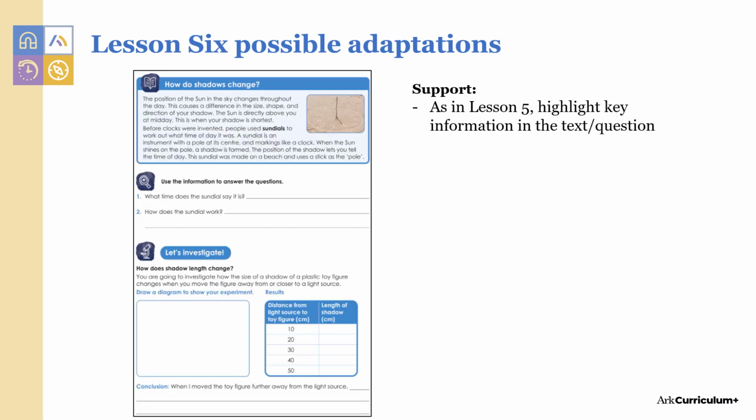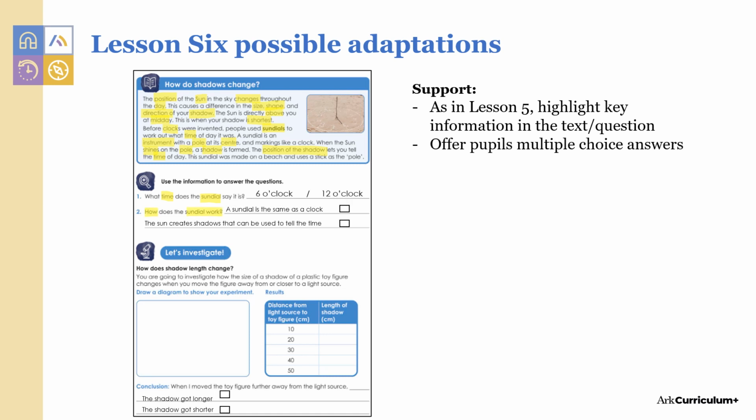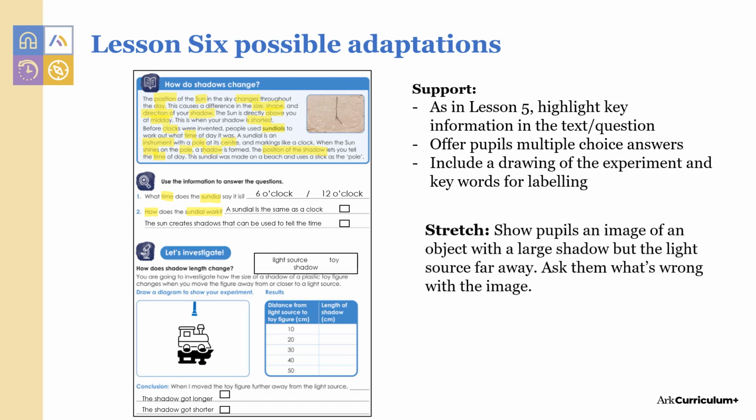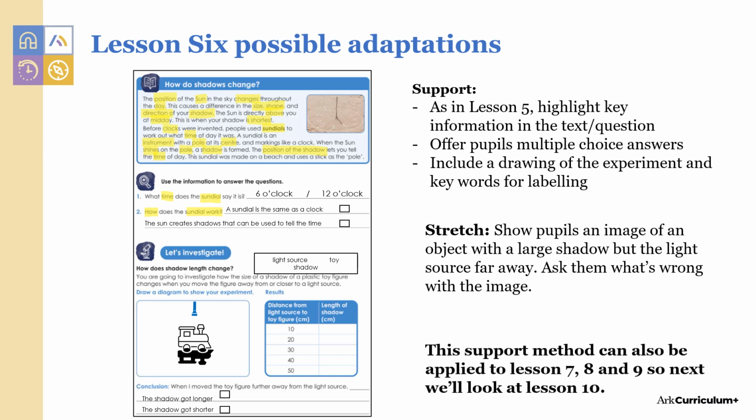As in Lesson 5, highlight key information in the text and questions for this activity. Offer pupils multiple choice answers. Include a drawing of the experiment and keywords for labelling. And stretch pupils by showing pupils an image of an object with a large shadow but the light source far away. Ask them what's wrong with the image.